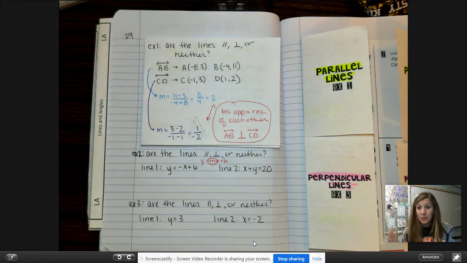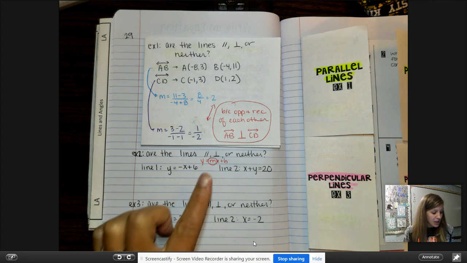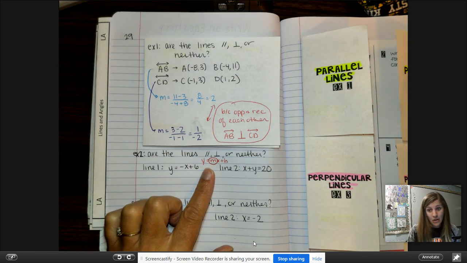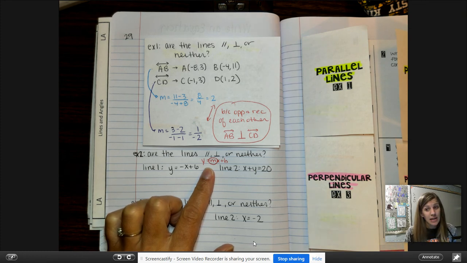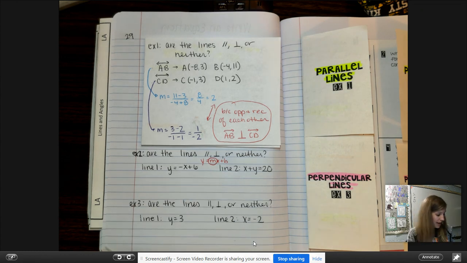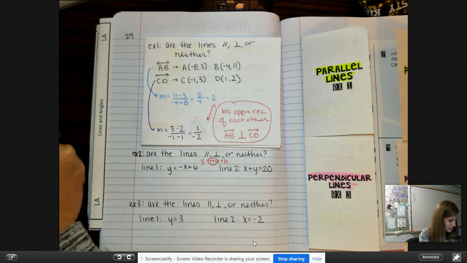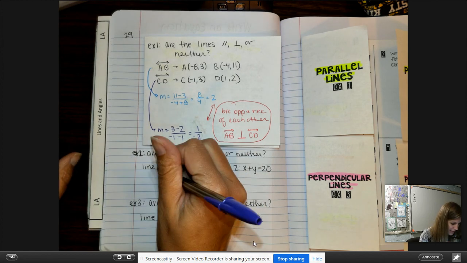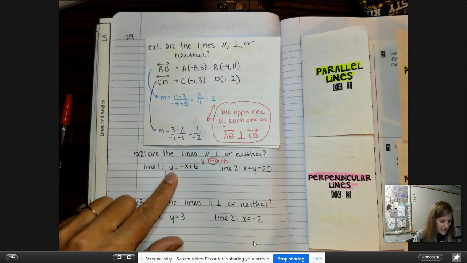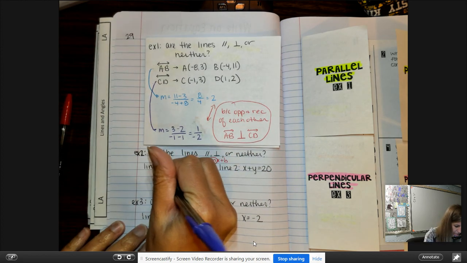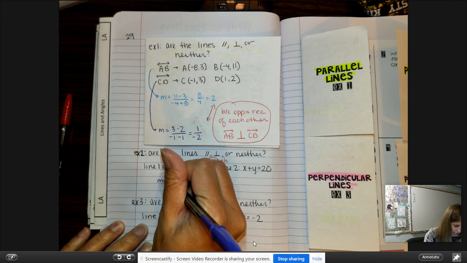And remember, parallel, perpendicular, it's all about slope. Okay, so if I have y by itself, I can see my slope very clearly. But if I don't have y all by itself, then I sure can't, and I need to get it all by itself. So with line 1 right here, y is all by itself, and so I can see that my slope is -1.